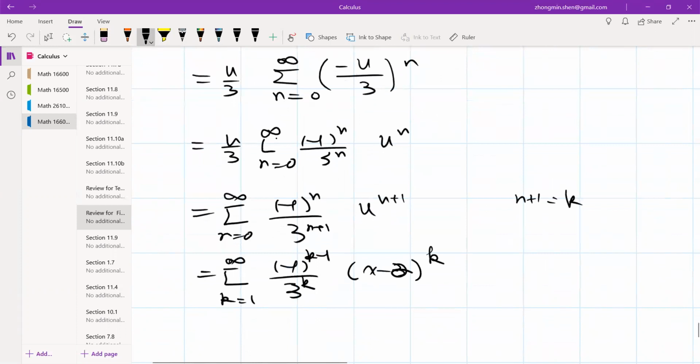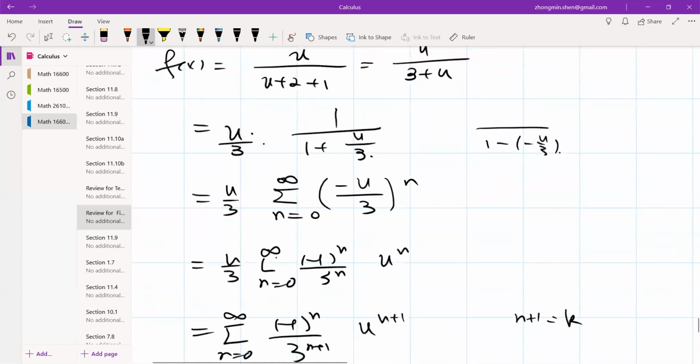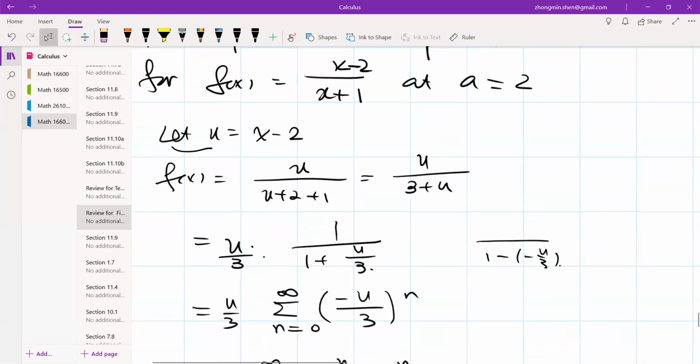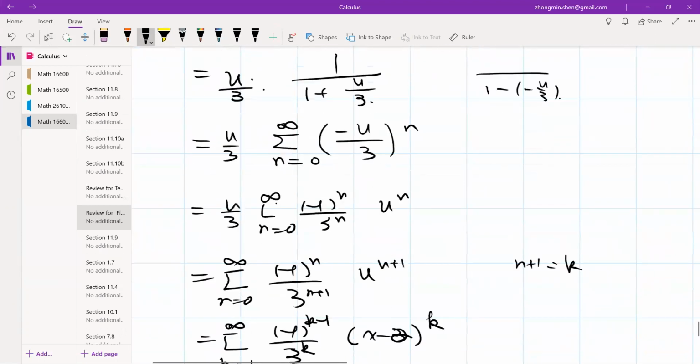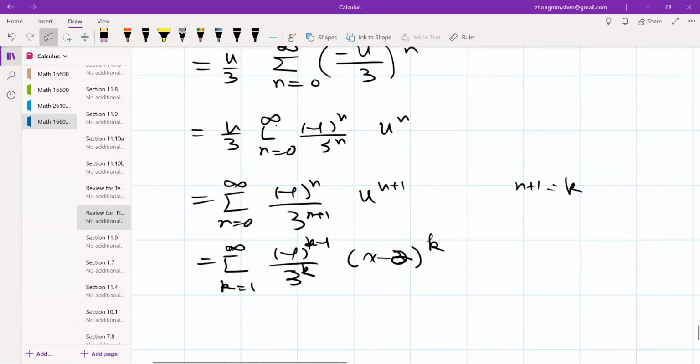I said that you must learn how to use this idea to find the power series representation at any given point, if you don't want to lose those 10 points on the test.